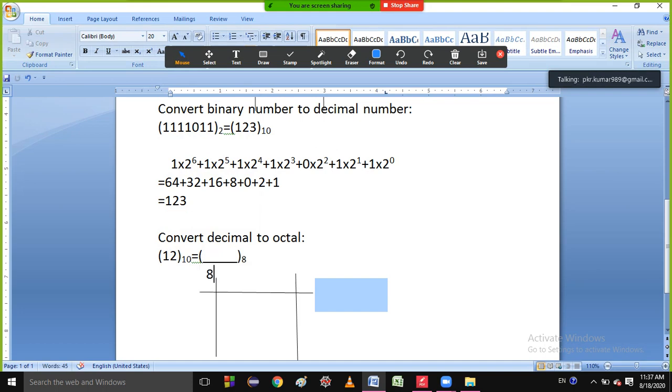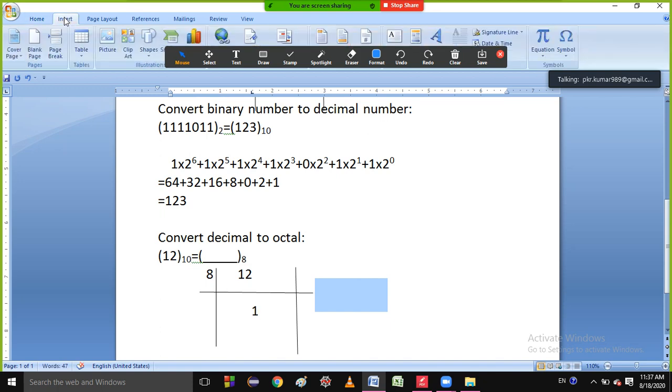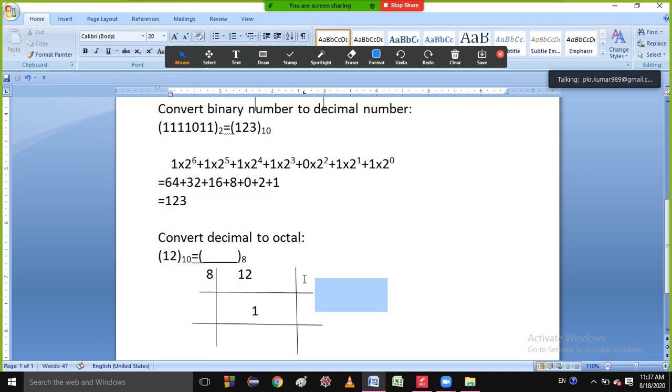So here we will divide it by 8. This number is divisible by 8. So divide 12 by 8. How much time will it go? It will go one time. Is it clear? And what is the remainder over here? I think 4.